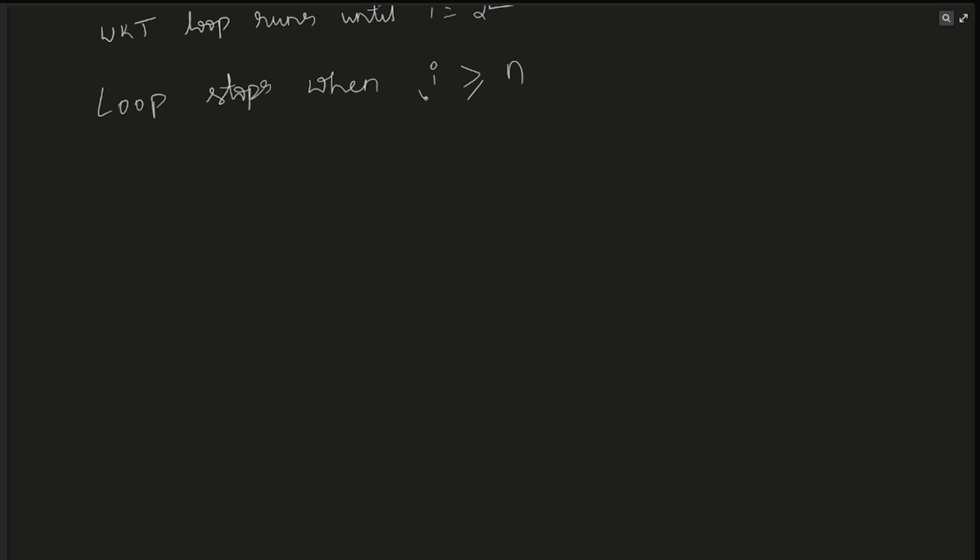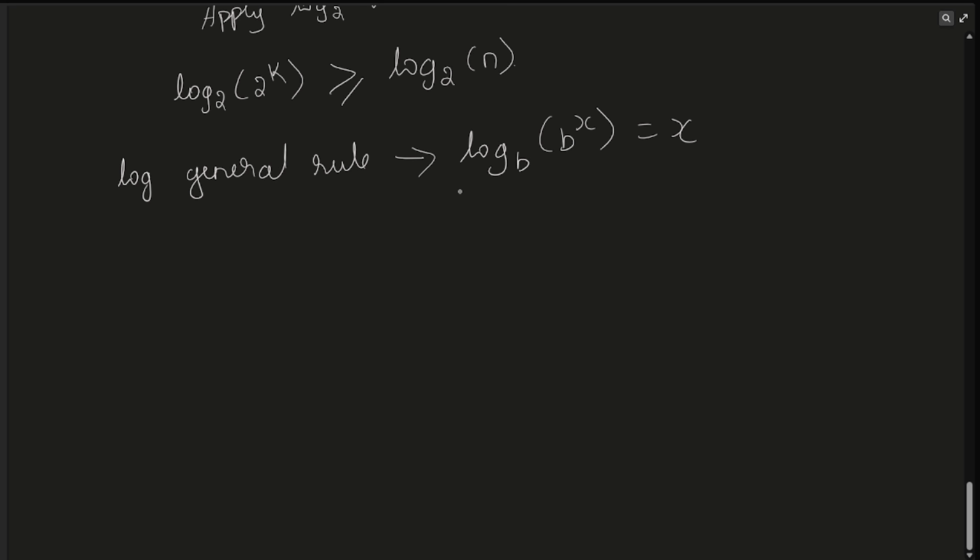Now using our log general rule, which is nothing but log base b of b to the power x equals x. Because log base b of something asks what power of b gives this something. If the something is b to the power x, then the answer is clearly the value of x. As per this rule, our expression will now become, I'll just repeat the same expression.